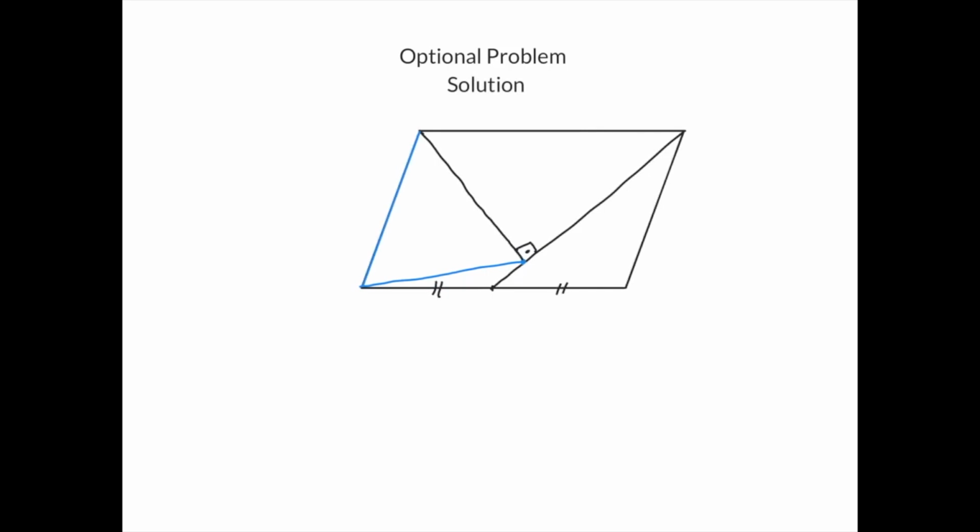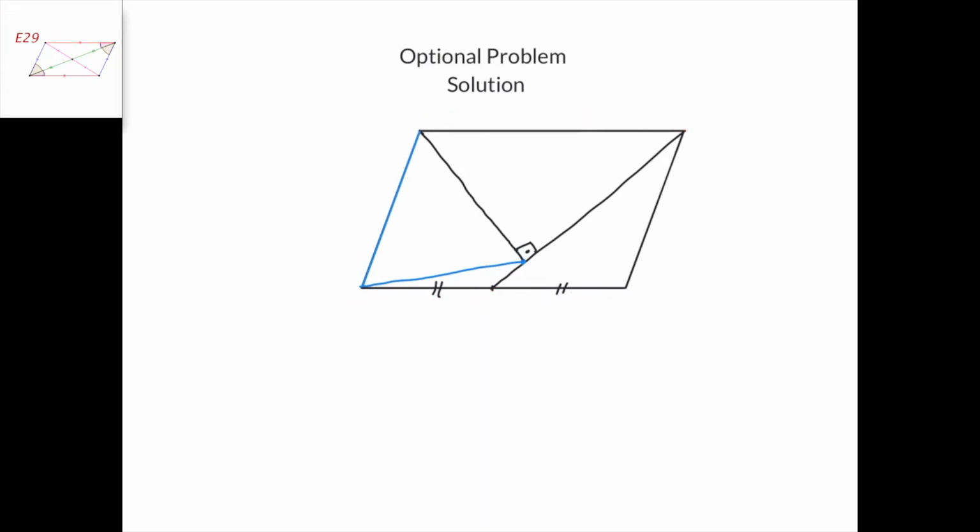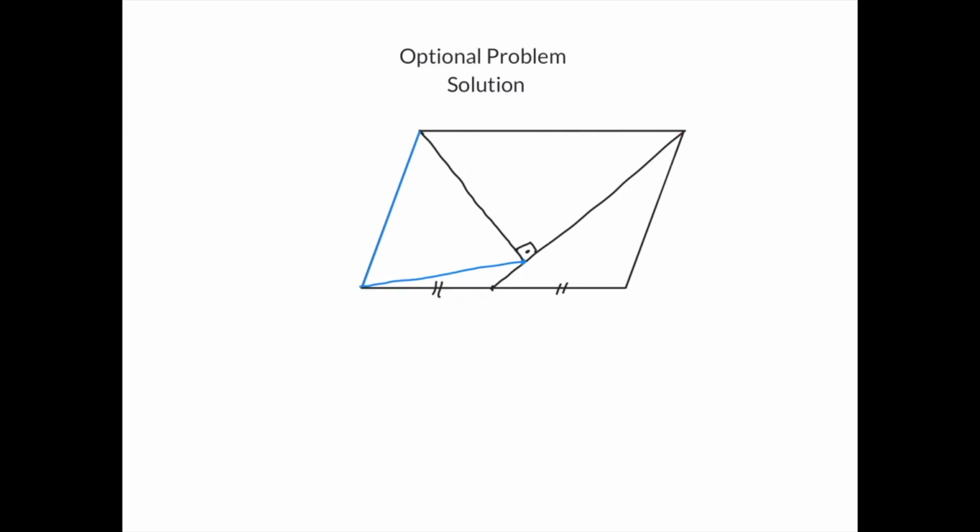And here's the solution. Notice that the length of this segment is half the length of the whole segment, which equals the length of this segment because this is a parallelogram. And in a parallelogram, the pairs of opposite sides have equal lengths. And also, this segment is parallel to this segment. We have a segment that's half the length of this one and parallel to it. And this reminds us of a midsegment.